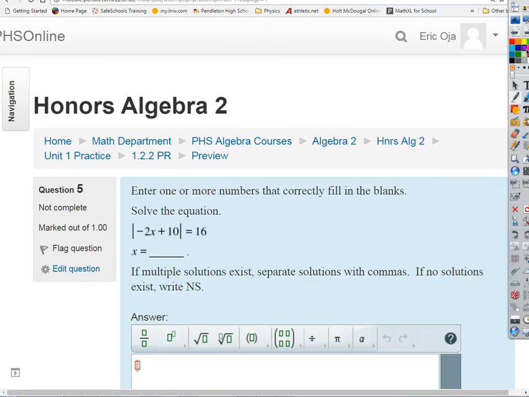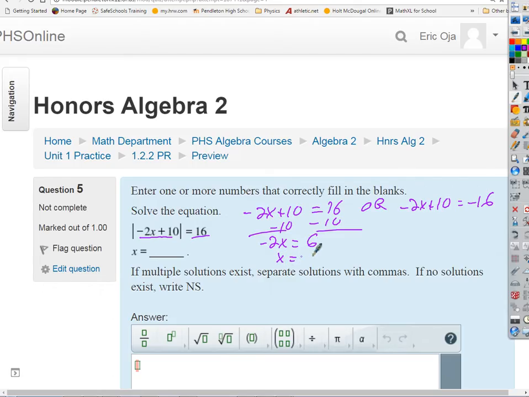Another similar example. We've got the absolute value by itself, so whatever's inside we will set equal to positive 16 or its opposite. And we'll just solve both. Subtract 10, get negative 2x equals 6. So then if I divide both sides by negative 2, x equals negative 3.